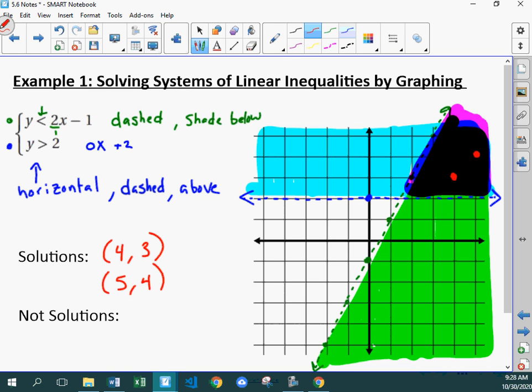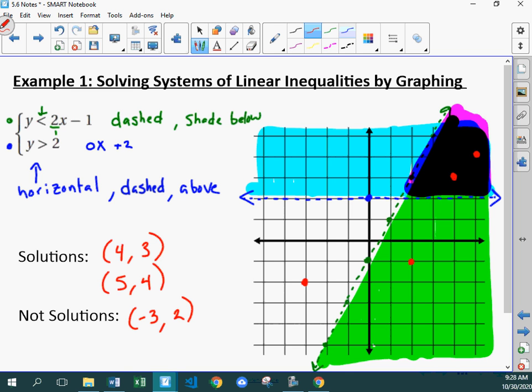Now, places where you look to find things that are not solutions would be the area that isn't shaded at all. So this point down here would not be a solution. It's not going to be a solution to either of our inequalities. So let's see, we can put the point -3, -2.